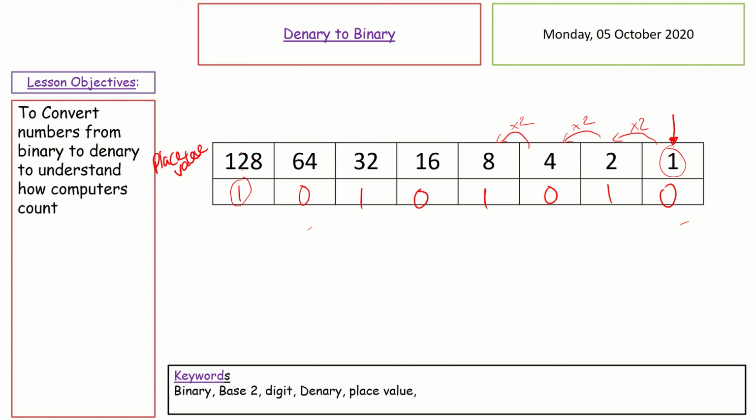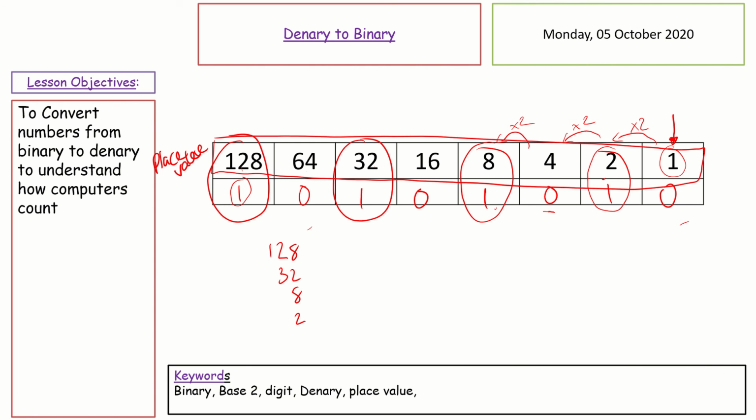In this example, 128 is on, 64 isn't because it's off, 32 is on, 16 isn't, it's off, it's got 0 underneath it, 8 is on, 4 is off because it's got 0 underneath it, 2 is on, and 1 is off. So because these are on, 128, 32, 8 and 2, I'm going to add these together. I'm just adding together the place values above any number that is on.